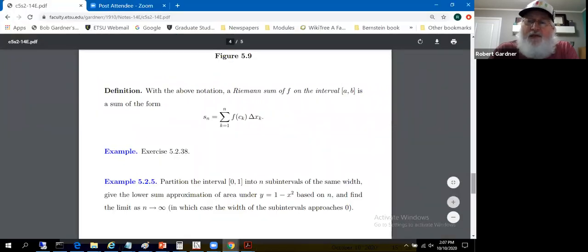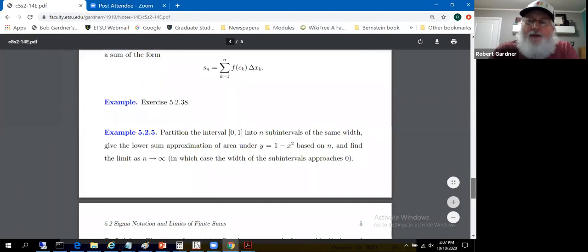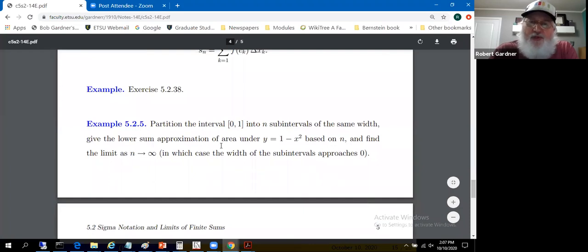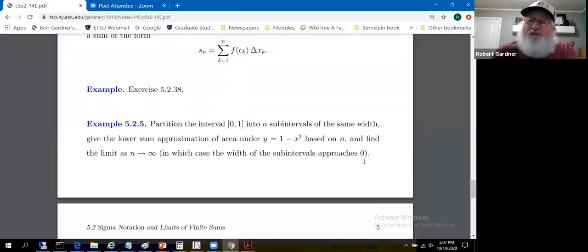All right, let's see. Well, let's do one of these in all its glory. Example 5.2.5 says, partition the interval 0 to 1 into n subintervals of the same width. Give the lower sum approximation of the area under that function based on n, and, new stuff, find the limit as n approaches infinity of that lower sum. When n approaches infinity, the width of the subintervals will approach 0, and the number of subintervals will approach infinity.